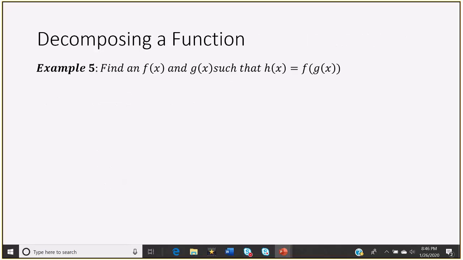Now, decomposing functions seems like a terrifying concept the very first time you see it. It's kind of hard to reason, okay, I need to find a function that would be a composite of functions. I have to find f, and I have to find g of x, that if I take g of x and plug it into f of x, I'll get h of x.